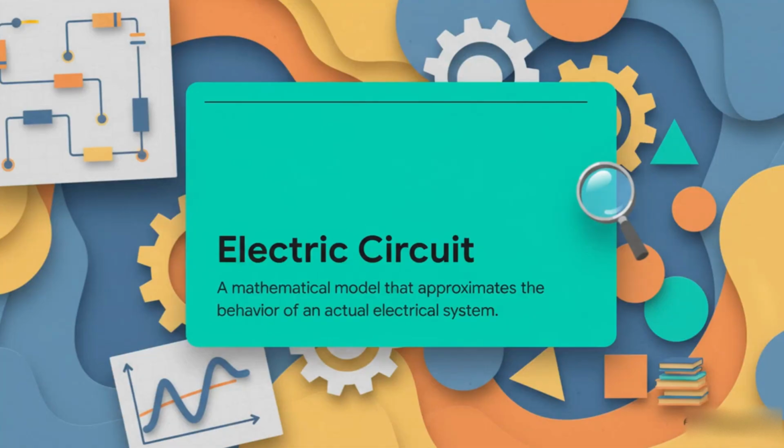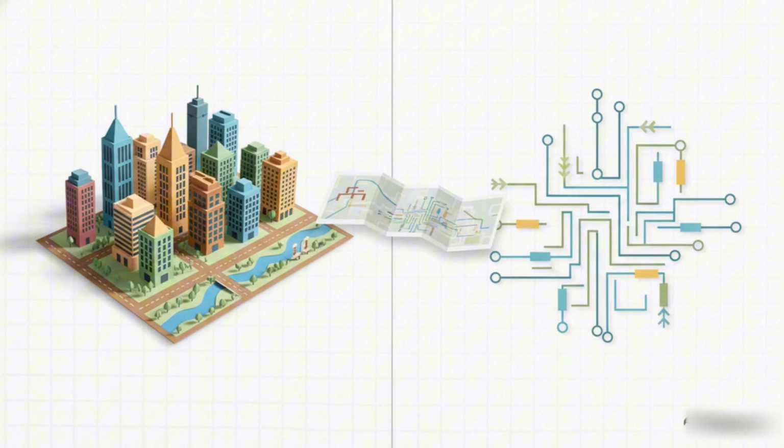So, first things first, what even is an electric circuit? Well, when engineers talk about a circuit, they're not really talking about the physical wires and all the little bits and pieces. They're talking about a mathematical model. And it's a brilliant simplification, really. It lets us predict exactly how an electrical system is going to behave without getting totally lost in all the tiny physical details.